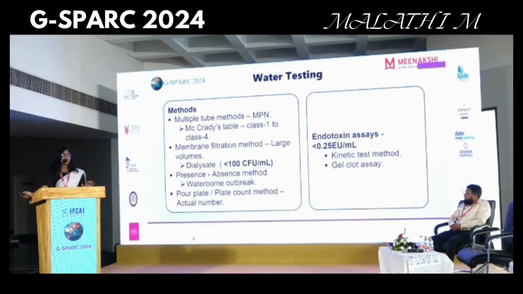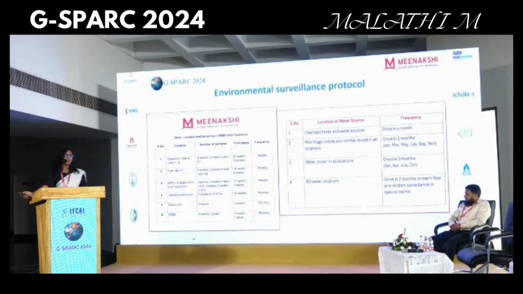So these are all the methods that are available. Most of the time the microbiology lab uses the multiple tube method, that is the MPN method. The endotoxin level should be less than 0.25 EU. Most of the time we outsource it, some hospitals perform it. So this is our environmental surveillance protocol.